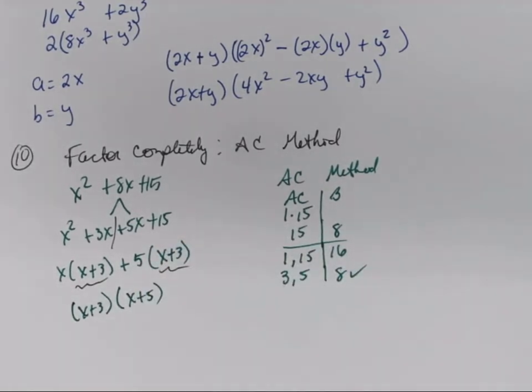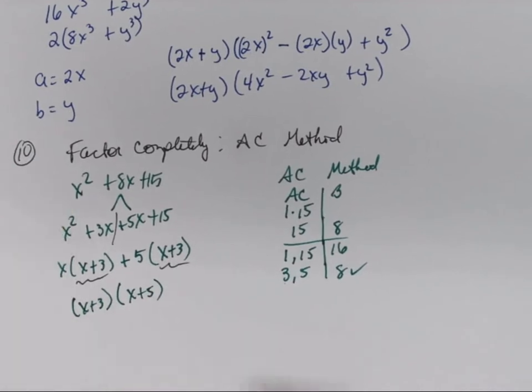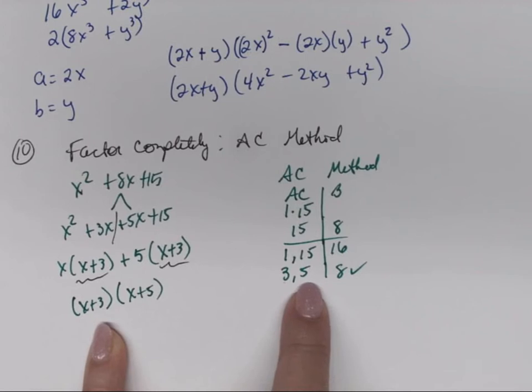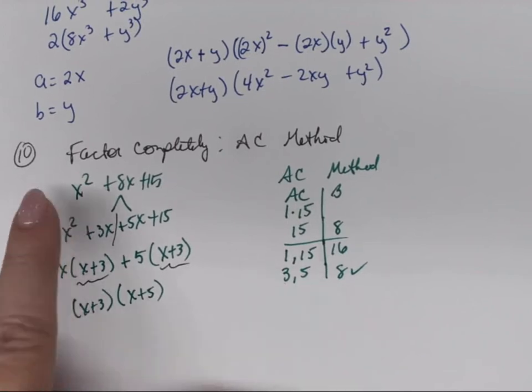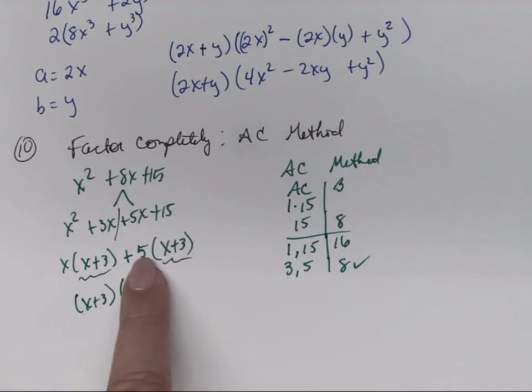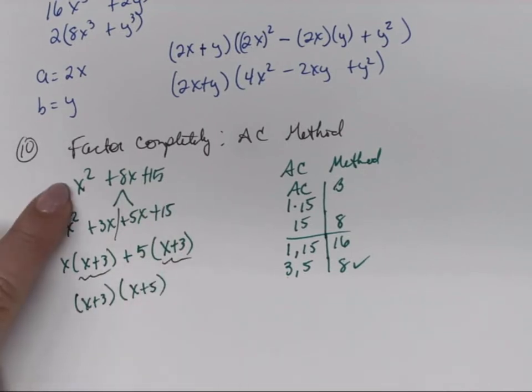Now what I want you to notice is when you have a 1 out front, you end up with the same numbers that you found. So when there's a 1 out front, you can go straight through the parentheses, or you can factor it the long way. But this only works when there's a 1 out front.